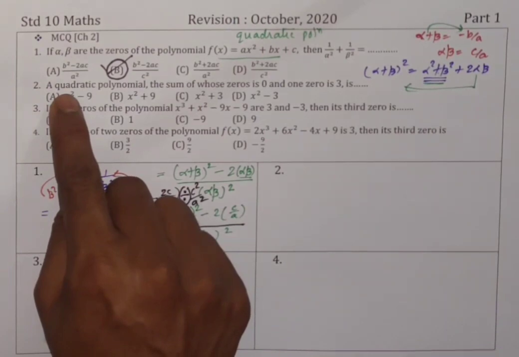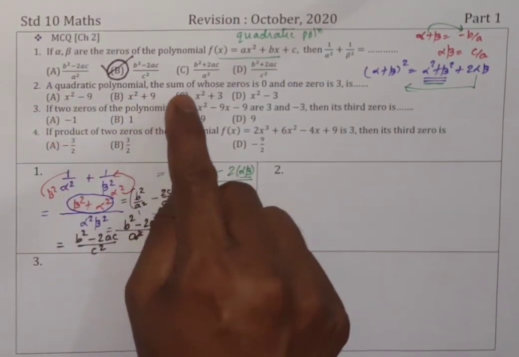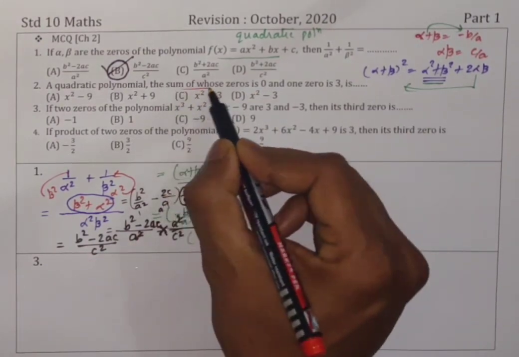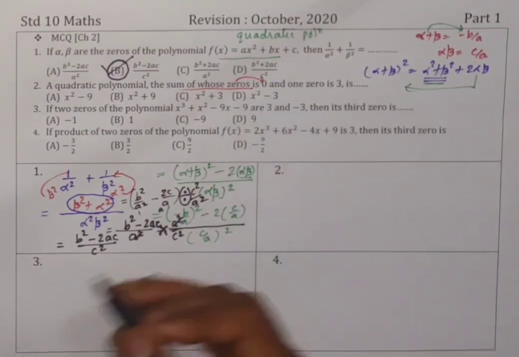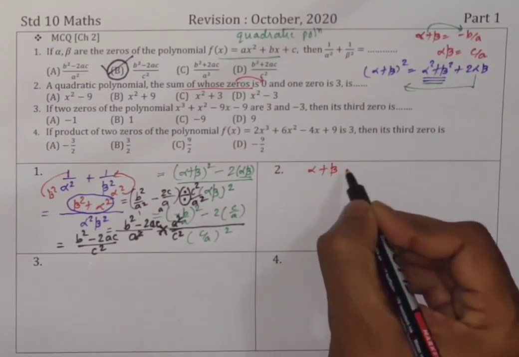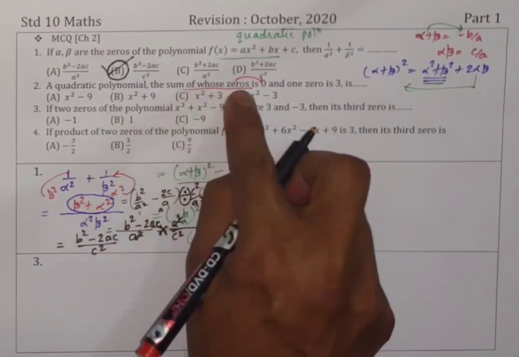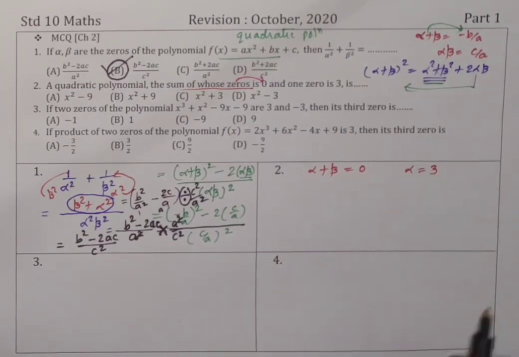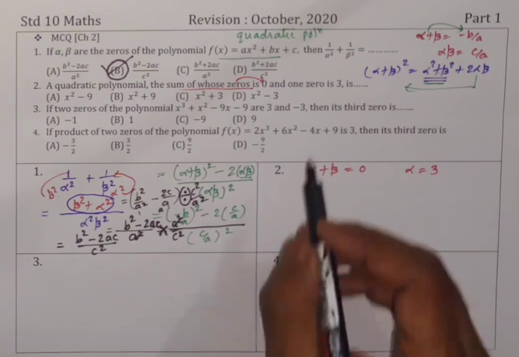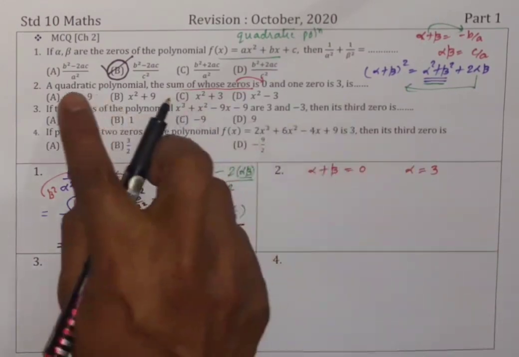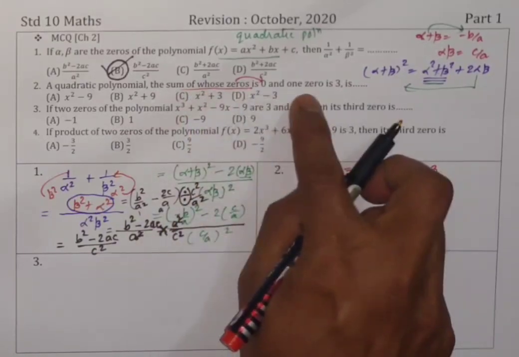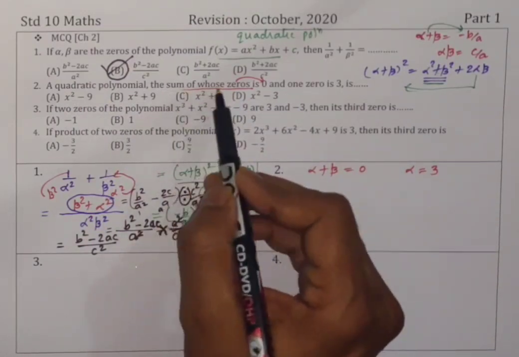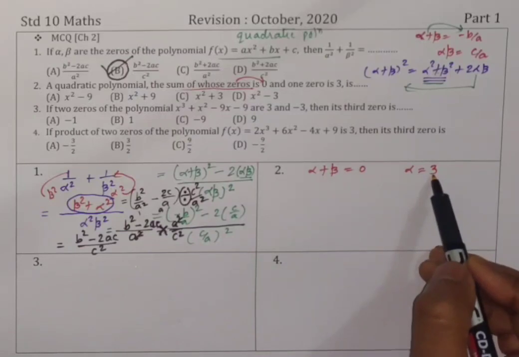Okay. Moving on to the next one. A quadratic polynomial, the sum of whose zeros is 0. Children, try to understand. Sum of whose zeros is 0. That means sum of zeros, alpha plus beta, equal to 0. And one of the zeros, let's say alpha, is equal to 3. Then what is that quadratic polynomial? A quadratic polynomial whose sum of zeros is 0 and one zero is 3 is dash. So find out the quadratic polynomial.